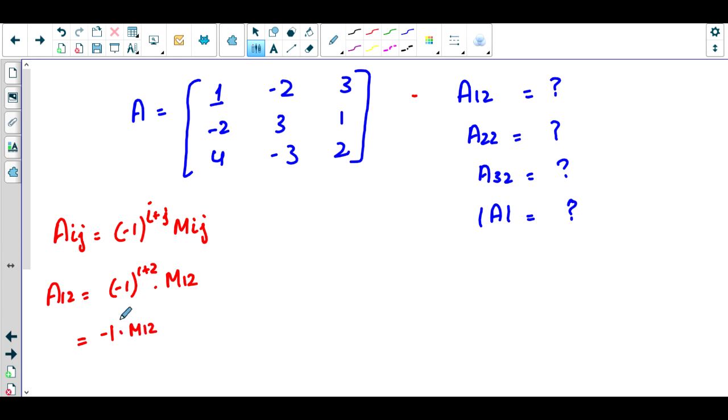Now when we want to find M12, it means what? You delete the first row and the second column. So delete the first row. When we remove the first row and the second column, we are left with what? This is -2, 1, 4 and 2. So -1 into the determinant of -2, 1, 4 and 2.